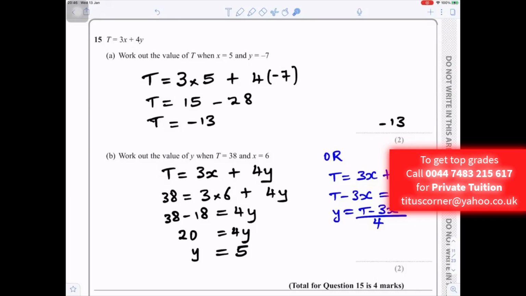Another way to do it is using algebra, where we can make y the subject and substitute the values for t and x. So you can write t equals 3x plus 4y. You minus 3x first. t minus 3x equals 4y. So you minus 3x, and then after that you divide by 4. That's the equation for y. And you will sub in x to be 6 and t to be 38. So that means y would be 38 minus 3 times 6, divided by 4, which would be equal to 5. So you get the same answer.